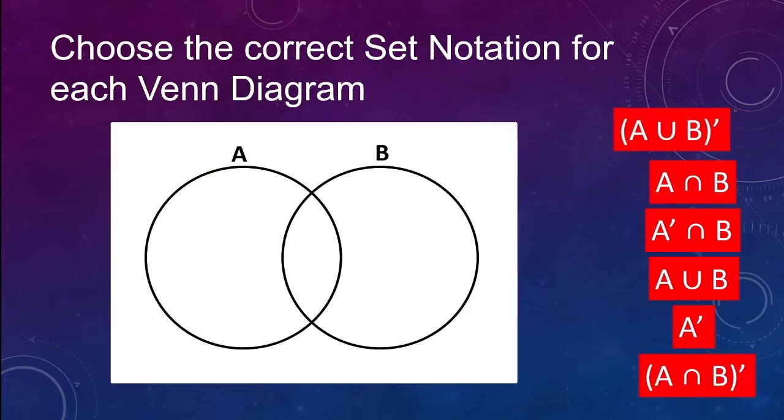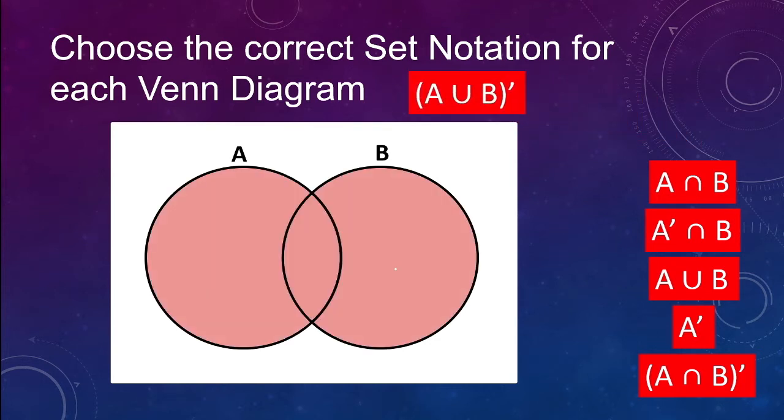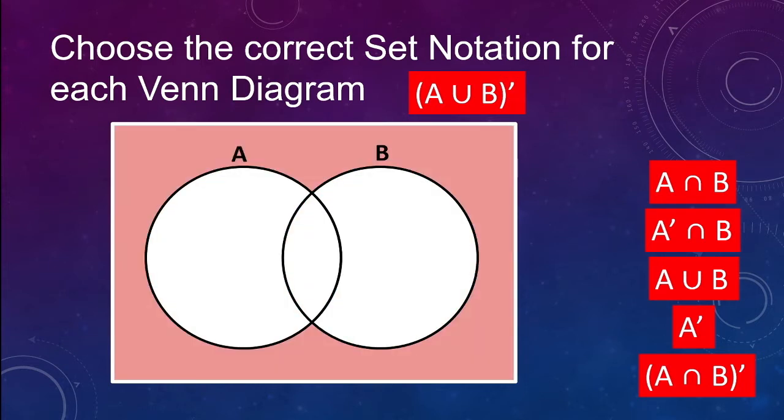Next, A union B prime. So, when we say A union B, so this is A union B. But we are going to get the complement. So, ibig sabihin, hindi kasama itong naka-shade na to. So, ang isi-shade natin ay yung kanilang labas. So, that is A union B prime.